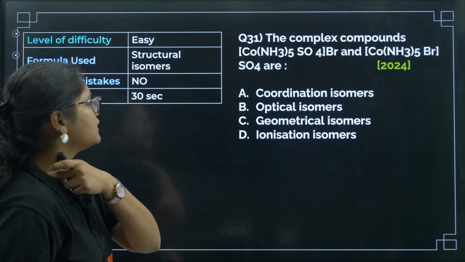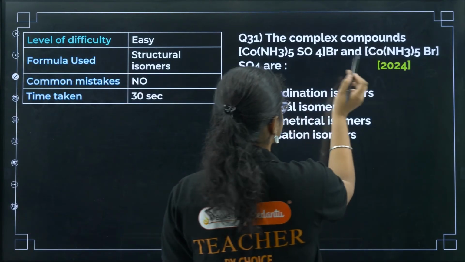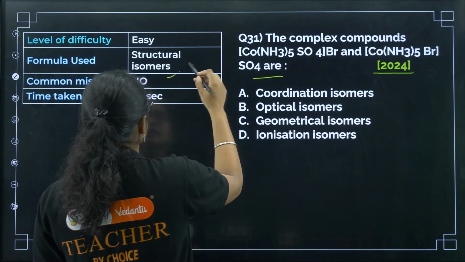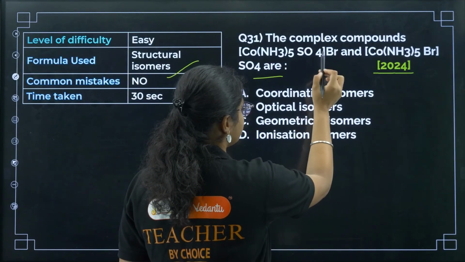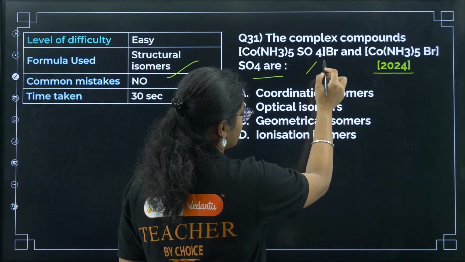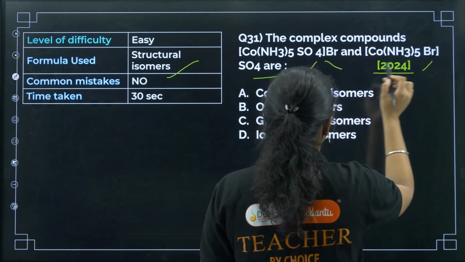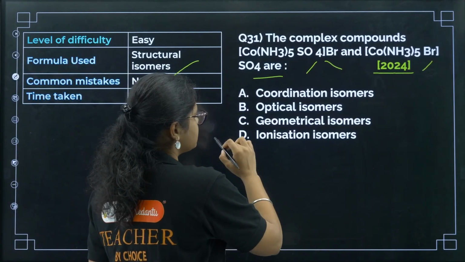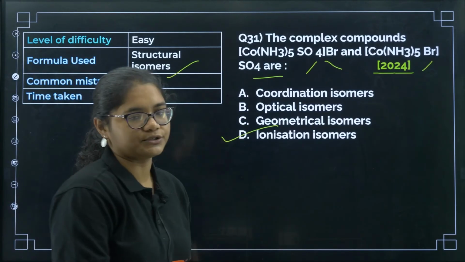Next question: the complex compounds, these two are given to you, are which type of isomers? Again a 24 question on isomers. If you dissolve this in water, we'll get different ions, and if you dissolve the other in water, we'll get different ions, right? So that is called ionization isomers, option number D.